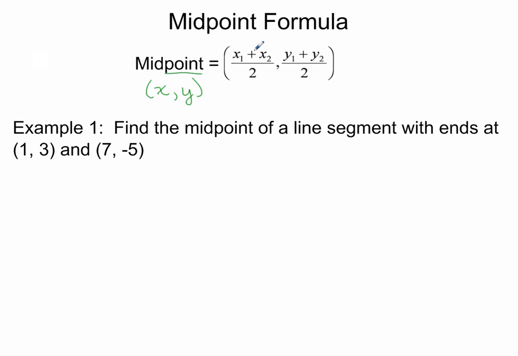So for the average of the x's, you take x1 plus x2. That's just your x values for your points, and divide it by 2. And for the average of the y's, you add the y values together and divide that by 2 as well.